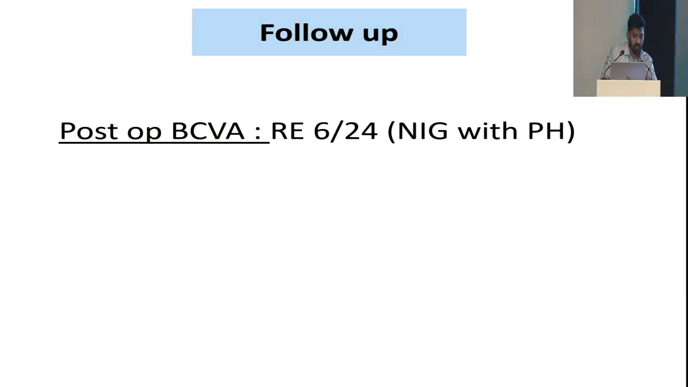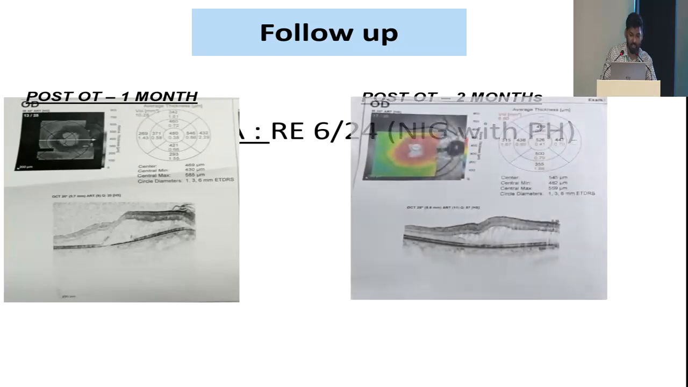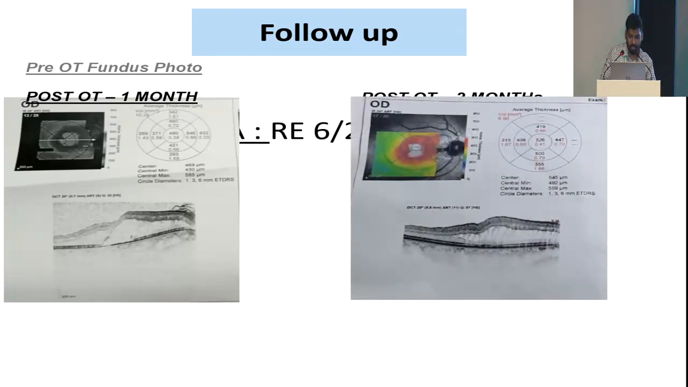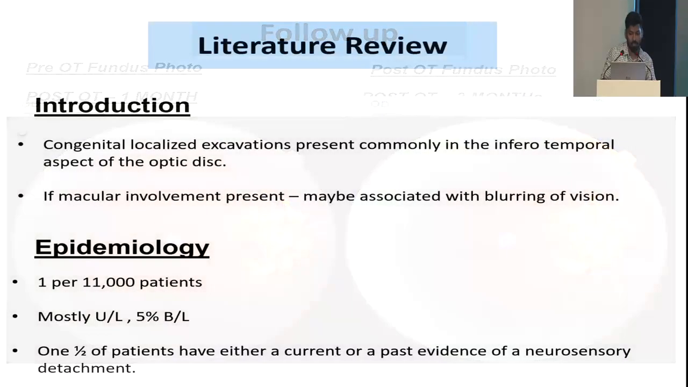The post-operative best corrected visual acuity in the right eye was 6/24, and after 1 month, the OCT showed a decrease in the macular thickness up to 480 micrometers, and after 2 months, we can see there is a reattachment between the retinal layers. This was a pre-operative fundus photograph, and this is the post-operative fundus photograph.